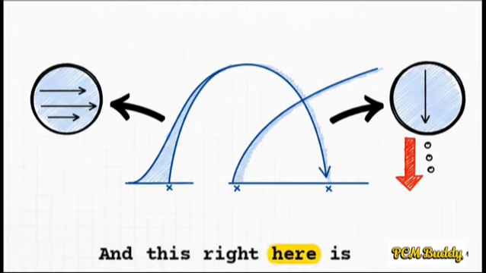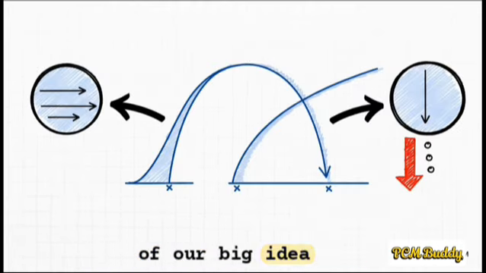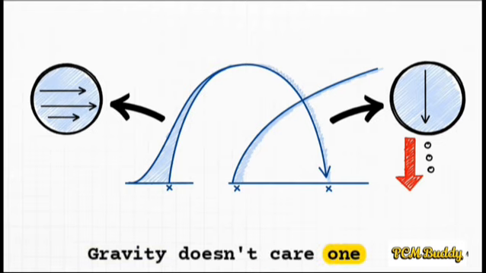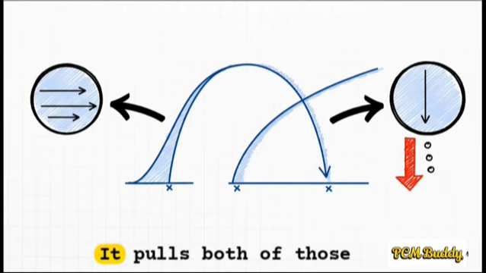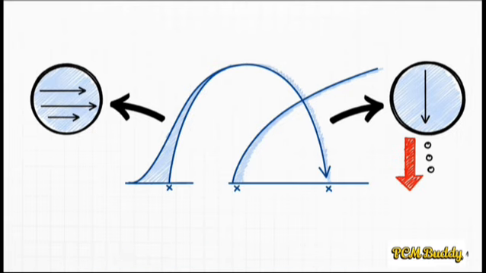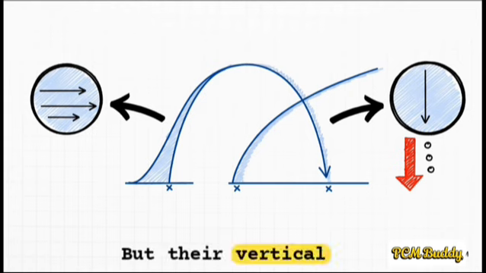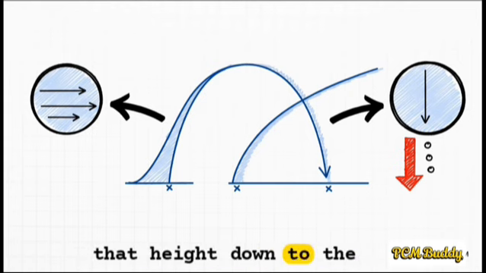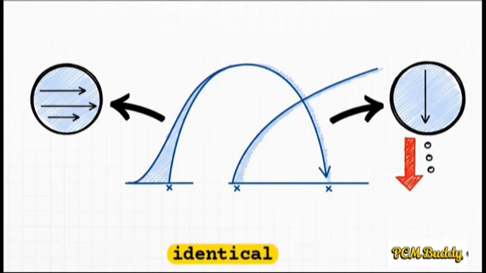And this, right here, is the perfect illustration of our big idea. Gravity doesn't care one bit how fast you're going sideways. It pulls both of those bullets downward with the exact same acceleration. Yeah, their horizontal stories are wildly different. One goes way farther than the other. But their vertical stories, that journey from that height down to the ground, are absolutely identical.